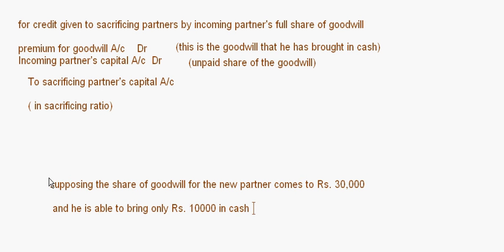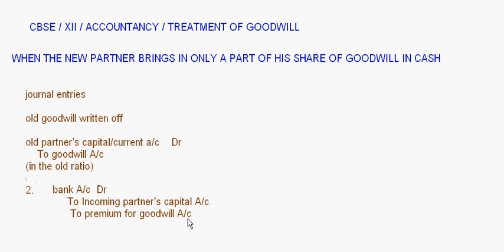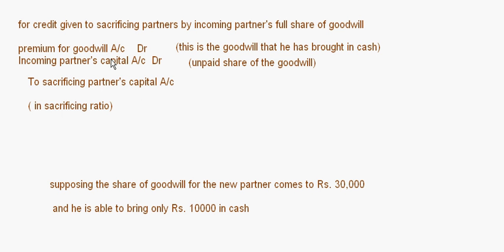So in the earlier entry, where I had written this to premium for goodwill account, in this place you will have this 10,000 rupees, as per the example that I have taken. And now look at this. Here we are writing premium for goodwill account. This is the goodwill that he has brought in cash, the actual amount, 10,000.